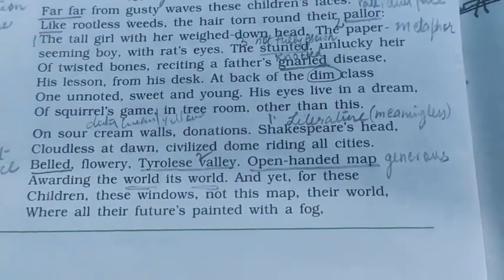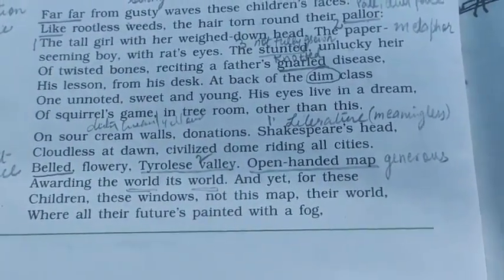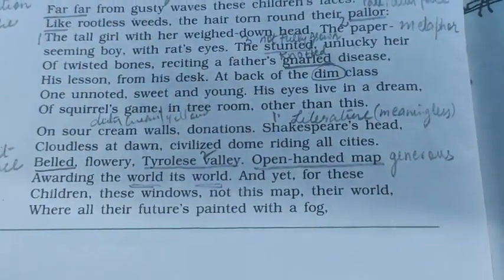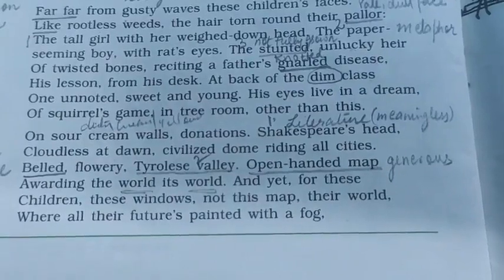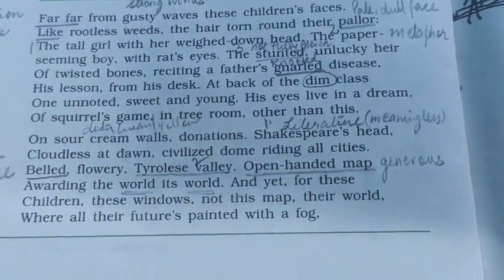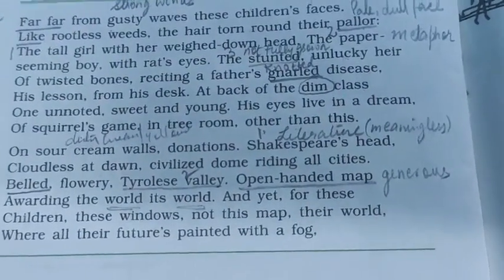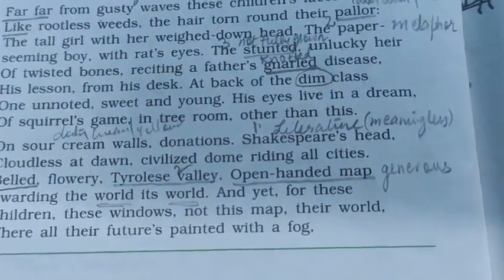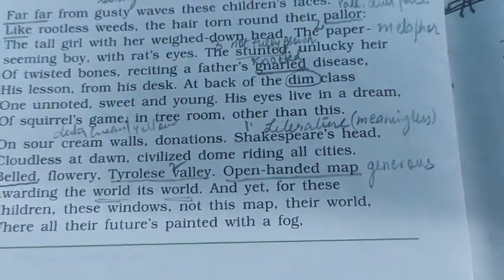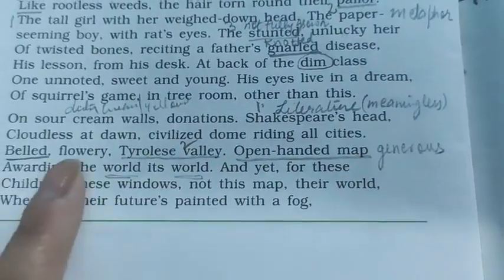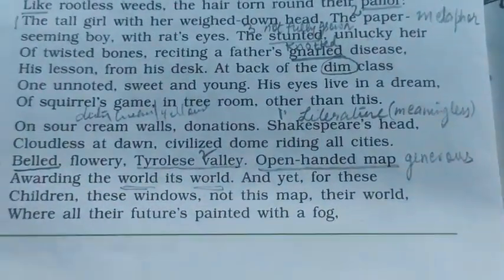And then the poet mentions the third thing, an open-handed map. Ek map bhi wahan laga hua hai. Aur open-handed map ka matlab, you know, the map is very generous. The map is offering the children its world. Bhai map mein to you can see the whole world. So there is an open-handed map awarding the world its world.